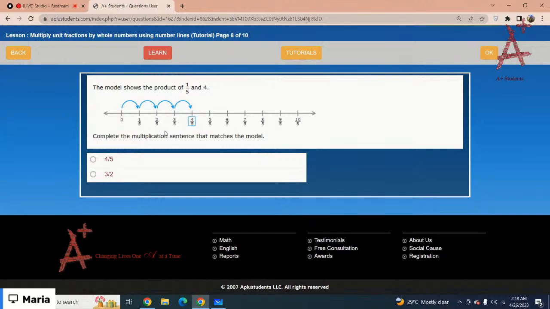Okay, the model shows the product of 1 by 5 and 4. Complete the multiplication sentence that matches the model. So you have to do 1 by 5 times 4. So which is the correct option? It would be 4 over 5. Got it? 4 times 1 by 5 is 4 over 5. You can see from the model it would be 4 over 5.